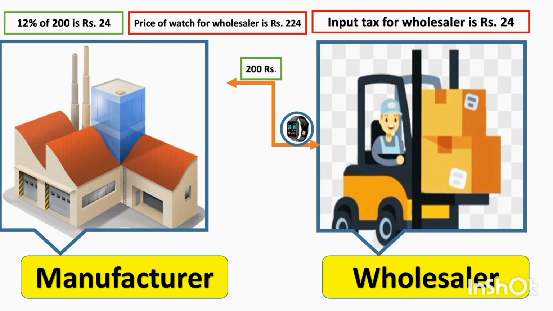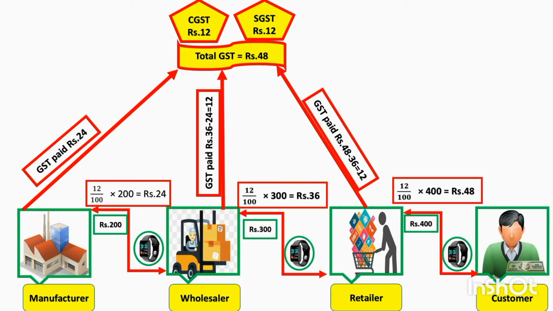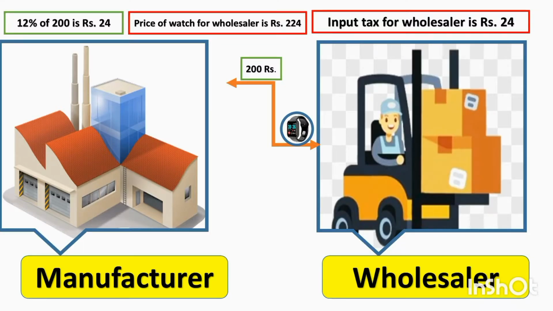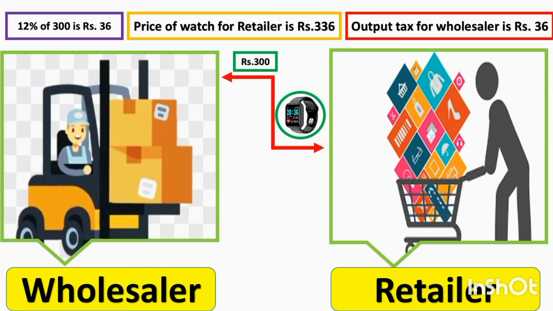Here, the manufacturer will sell a watch of price rupees 200 to the wholesaler. The 12% of 200 is rupees 24. So, the manufacturer collects 24 rupees more from the wholesaler. Here, the tax payable is 24 rupees that the manufacturer will pay to the government. It means the wholesaler purchases that watch for rupees 224.